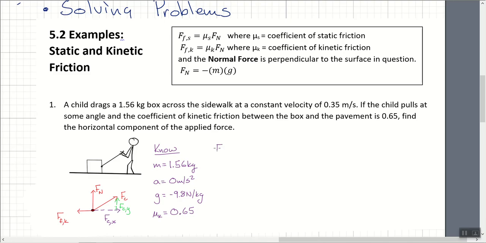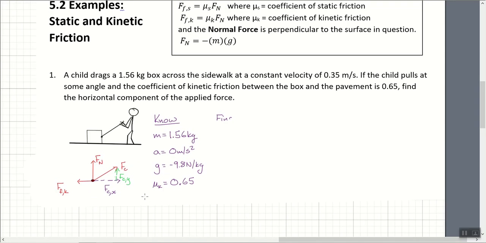We are asked, using this, to find, and I'm going to write it underneath just so I can use this workspace, the force of the child in the X direction, or the horizontal component, if you will. So let's dig into this. All right. Well, getting started is always the hardest part, but as long as we remember a little bit of what Newton has taught us, we should be okay.